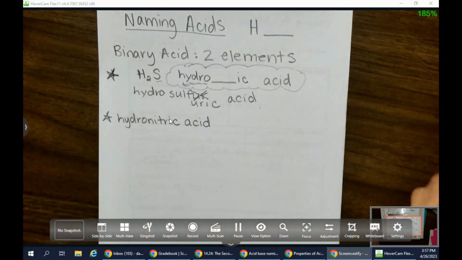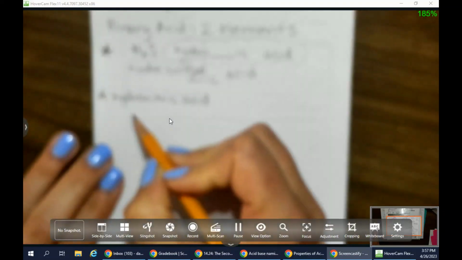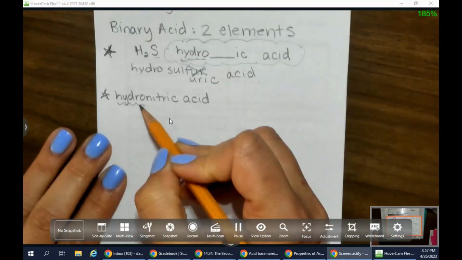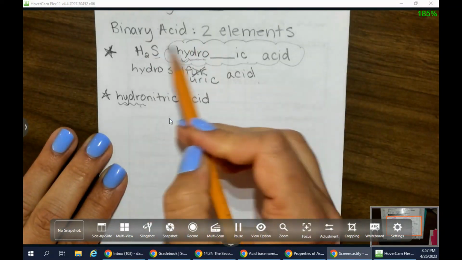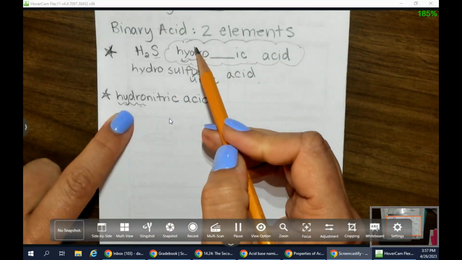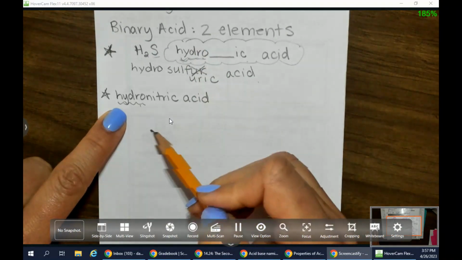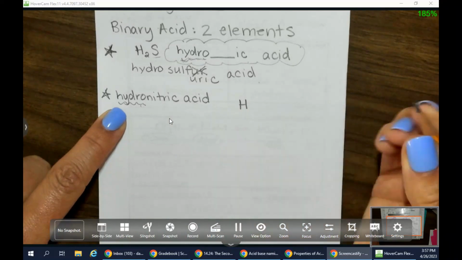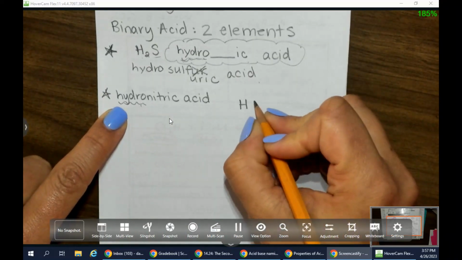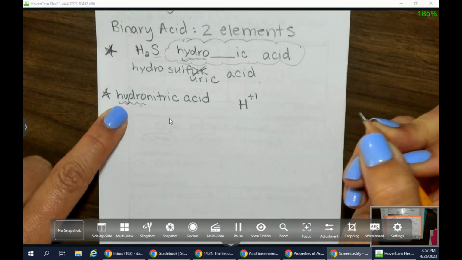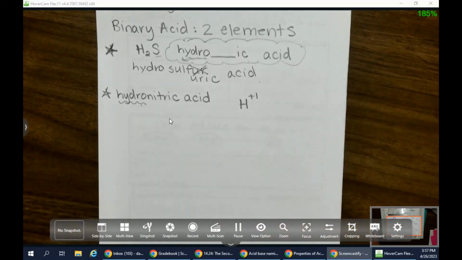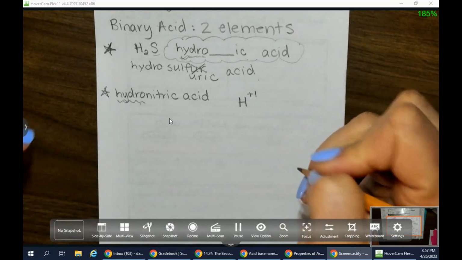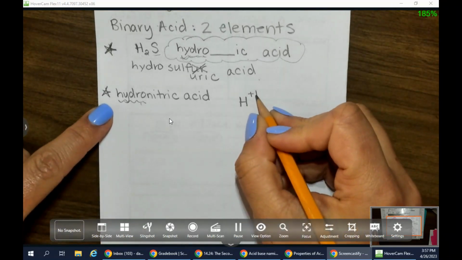What is the formula? All right, so first you recognize the fact that you have hydro. The hydro tells you this is a binary compound. It's a binary acid, meaning two. So once you know that, you're going to automatically go ahead and replace the hydro with an H. Hydrogen is in group 1, so it has a +1 charge, or at least we're going to be using that when we're forming our little formulas. So H with a +1.